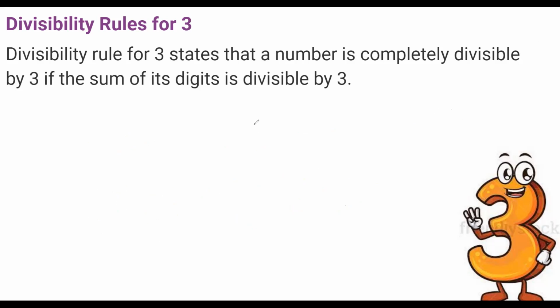Let's take another example. 5, 4, 8, 3. 3 gets cancelled. 8 plus 4, 12. Cancel. 5. 5 is not divisible. Let's take another example. 3, 5, 7, 2, 5, 4. 5 plus 4, 9. Cancel. 7, 2, 9. Cancel. 5 plus 3, 8. Is it divisible by 3? No. So the number is not divisible by 3.